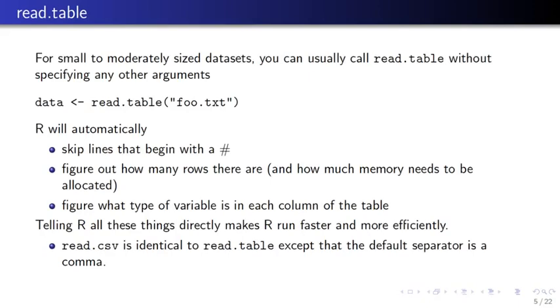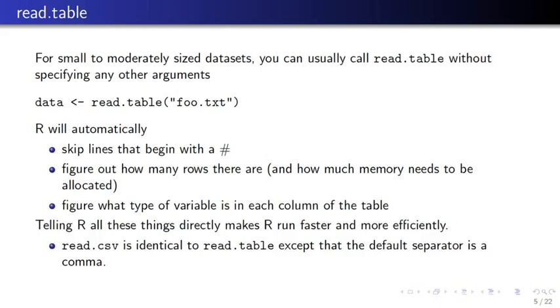So for small and moderately sized data sets, and as computers get better every day, the definition of small and moderate is growing, you can use read.table usually without specifying any of the other arguments besides the file name. So you can say read.table on, say, foo.txt. This is just the name of the file, and it will automatically figure out what the classes of the different columns are. It will figure out how many rows there are, etc. So you don't have to specify any of that information if you don't feel like it. And this will return an object here that I call data, and that will be a data frame.